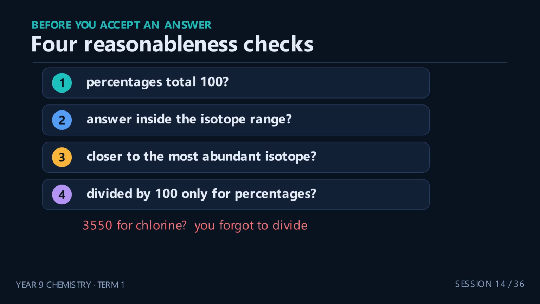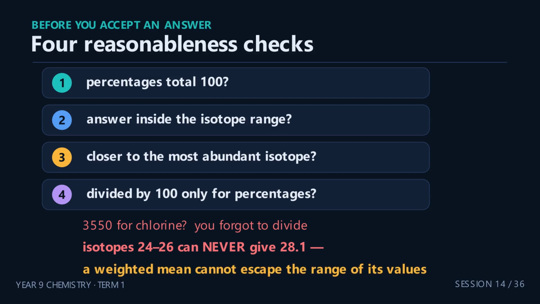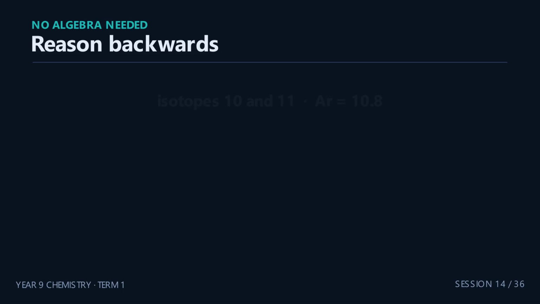And here is the killer check. A calculation using isotopes 24, 25, and 26 can never give 28.1. A weighted mean cannot escape the range of its values. If it does, the calculation is wrong. Always. You can also reason backwards with no algebra.